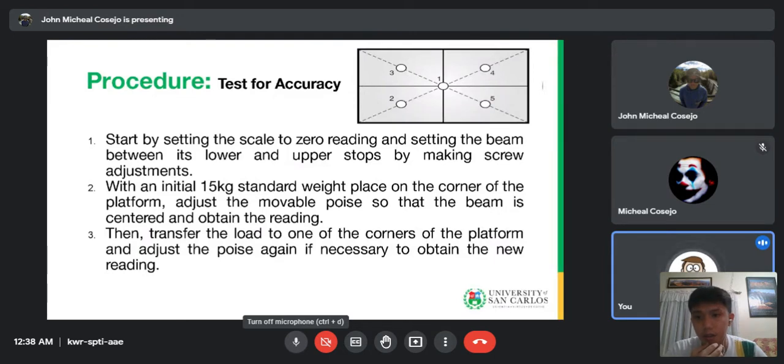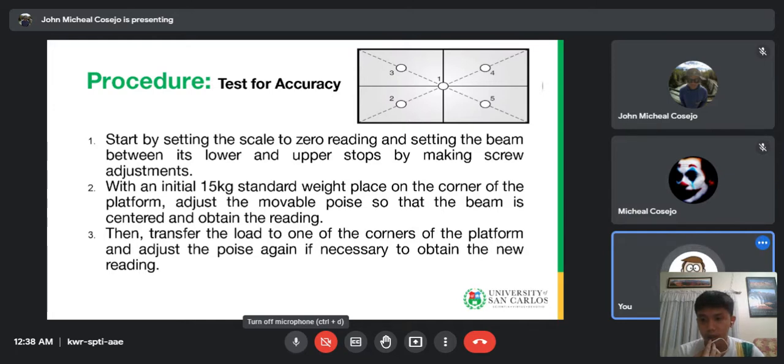The procedure is for the test for accuracy. First, start by setting the scale to zero reading and setting the beam between its lower and upper stops by making screw adjustments. Second, with an initial 15 kilogram standard weight placed on the center of the platform, adjust the movable poise so that the beam is centered and obtain the reading.